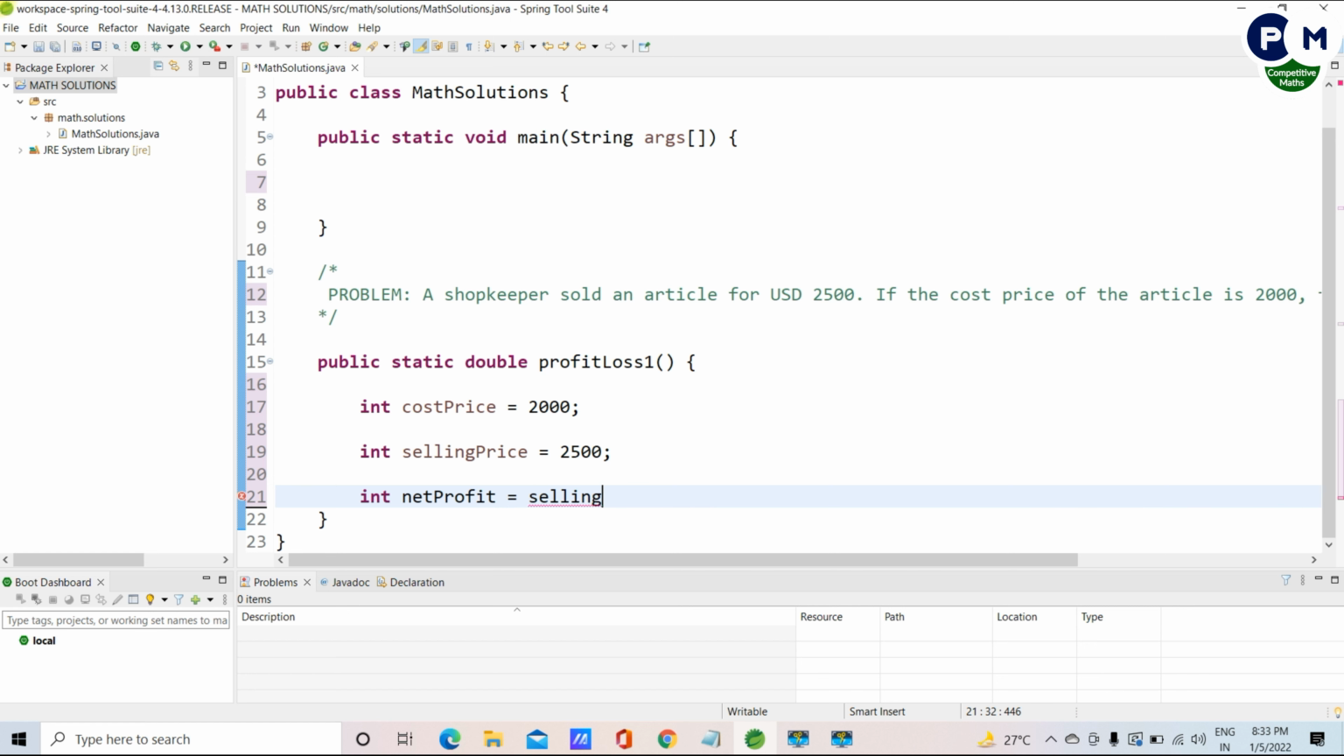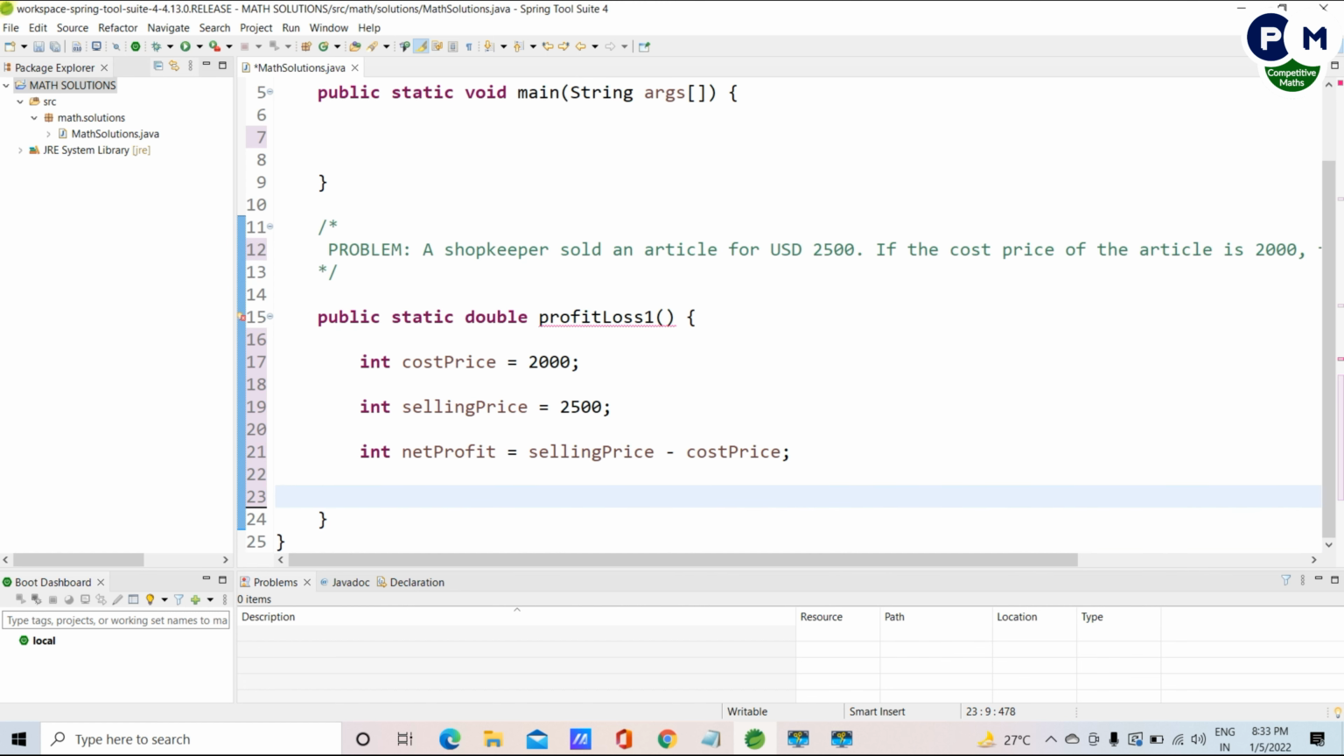I have created a new Java class named MathSolution. And I am going to define a method for determining the profit percentage for earlier solved problem 1. Here is the problem statement.